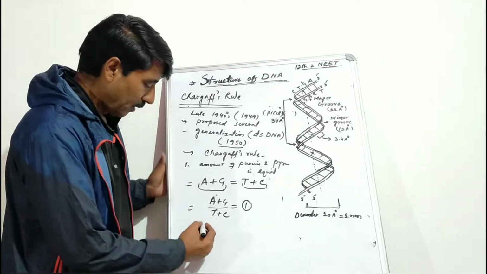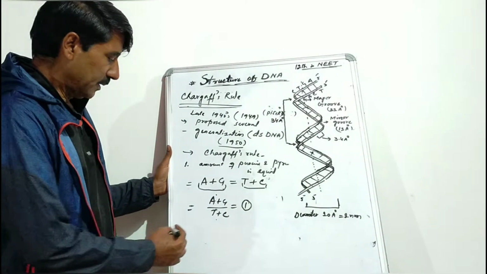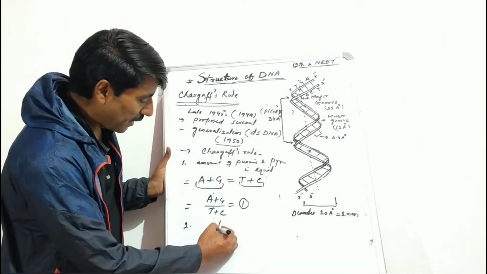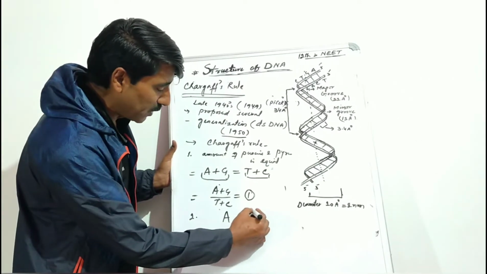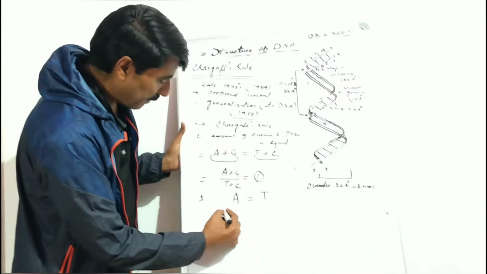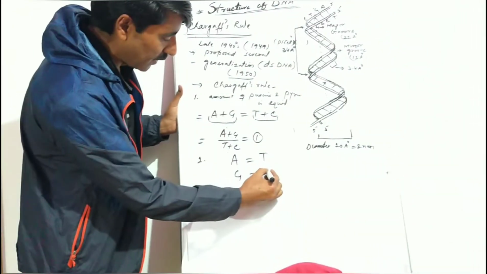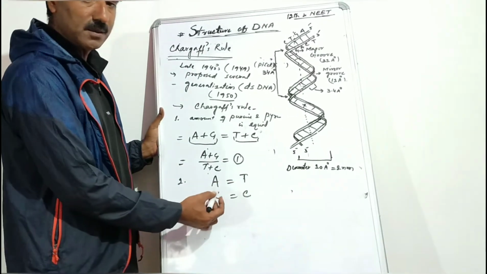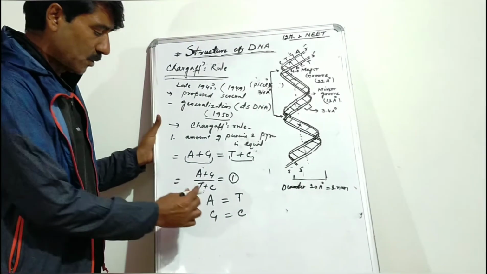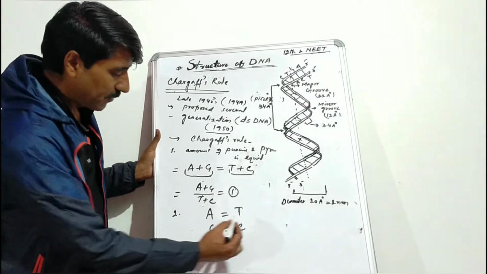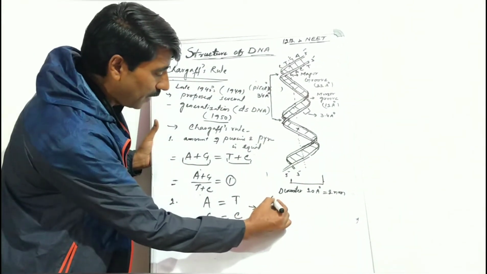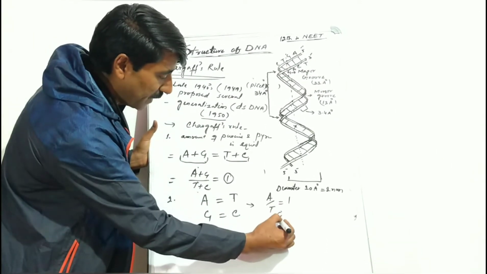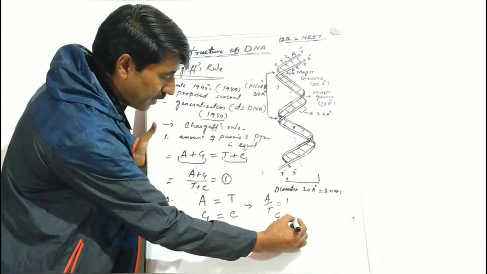Now here, the second generalization of Chargaff was that the amount of adenine is always equal to the amount of thymine, and the amount of guanine is always equal to the amount of cytosine. That is, A is equal to T and G is equal to C. So from this we can observe that the A by T ratio is always equal to 1 and the G by C ratio is always equal to 1.